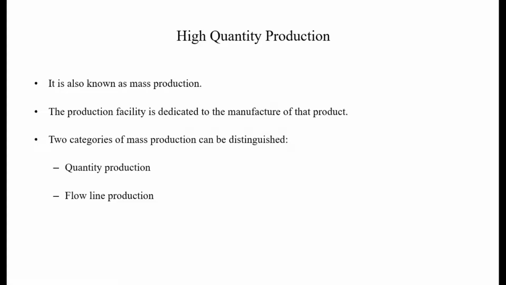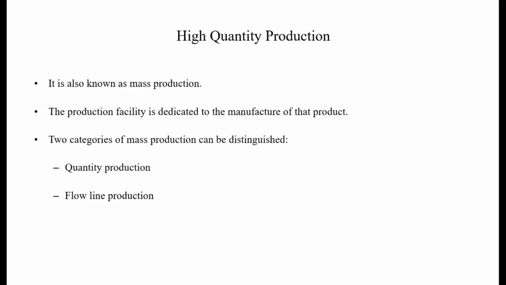Then the third type of the production quantities is the high quantity production. The high quantity production is also known as the mass production. The production facility is dedicated to the manufacture of that product only. In the case of mass production, the part or the product variety is zero. The system will manufacture the similar parts, the identical parts. There is no difference between the parts, between the products. So there is no part or the product variety, neither hard nor soft.